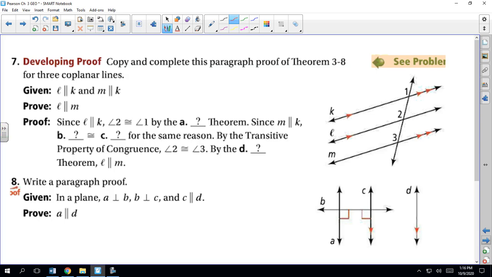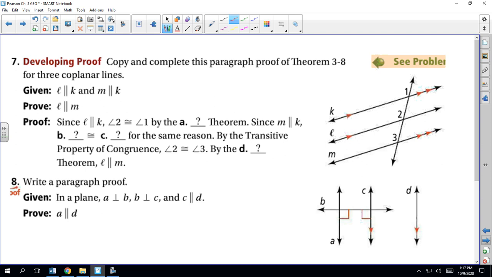This is right from the textbook. This is problem number 7. Actually, I think I assigned 6 as well. 6 is the construction example, like what I just did. But 7 says developing proof. Copy and complete this paragraph proof of theorem 3-8 for 3 coplanar lines. So we are going to fill this in. You can pause the video if you want. Go ahead and copy it. I'm going to just keep moving on.